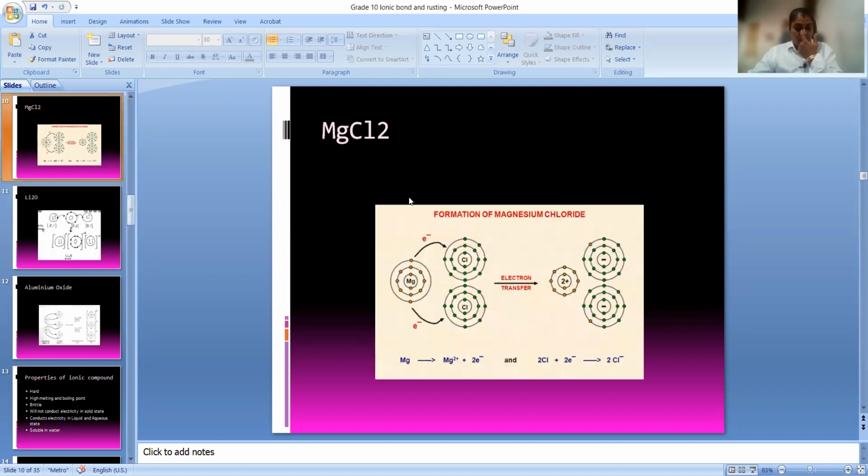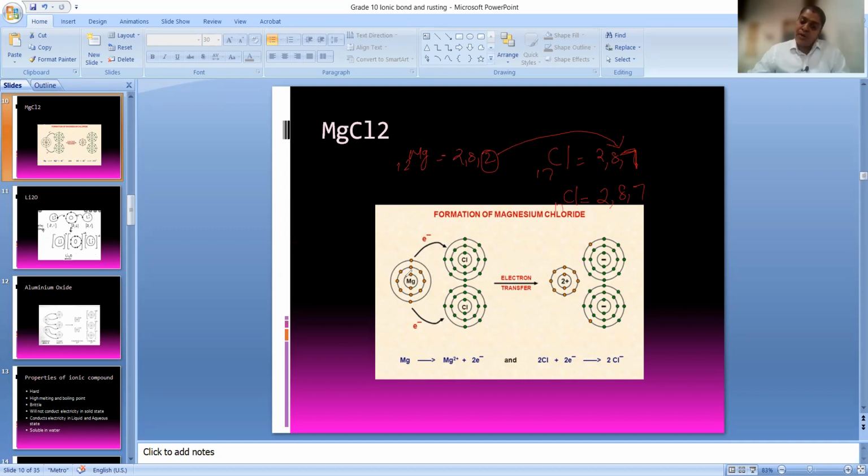In the case of magnesium chloride, how will the reaction take place? You can see magnesium contains 2 electrons in the outer shell, and chlorine. Magnesium, we already discussed, is 12, so 2, 8, 2, right? And for chlorine, how will it be? Chlorine is 17, so it is 2, 8, 7. So magnesium has 2 electrons and chlorine wants only 1 electron, right? So if you give 1 electron to this chlorine, 1 extra electron should be there. So what we need to do? Take 1 more chlorine and give the extra electron to that chlorine.